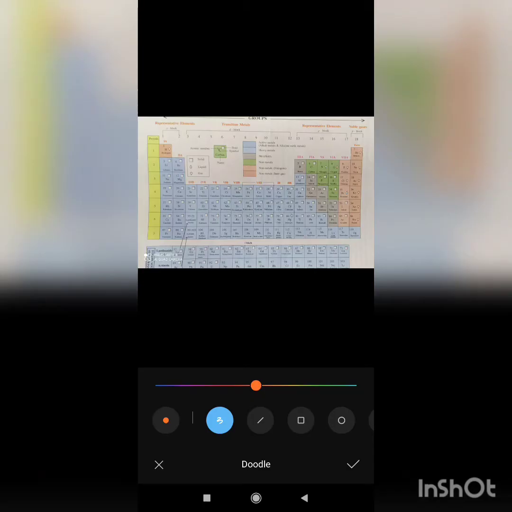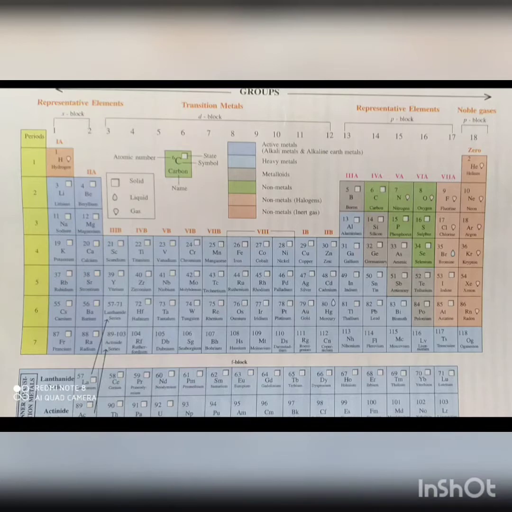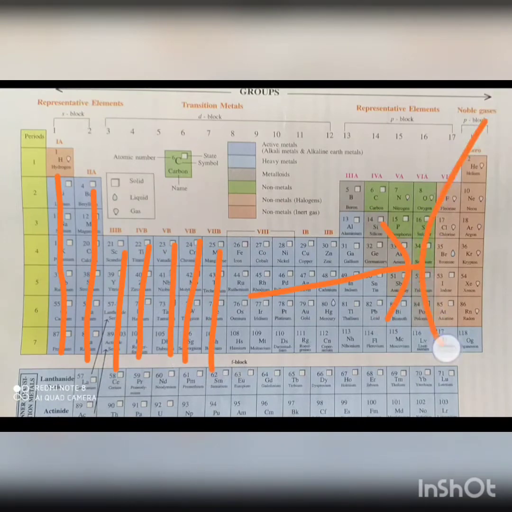The vertical columns in the periodic table are called the groups, and the horizontal rows are called the periods. The modern periodic table has 18 vertical columns. As you can see, there are 18 groups: first, second, third, fourth, fifth, sixth, seventh, and so on. The last group of the inert gases is called the 18th group. It can be denoted by two types.